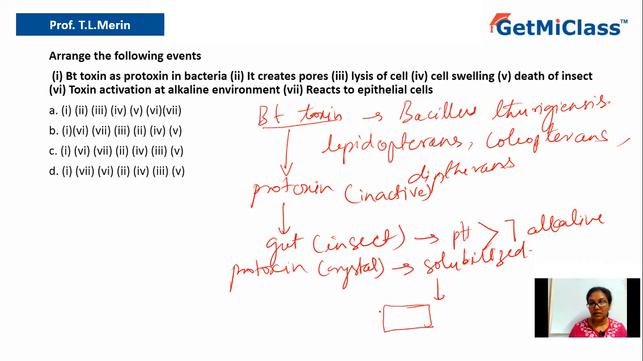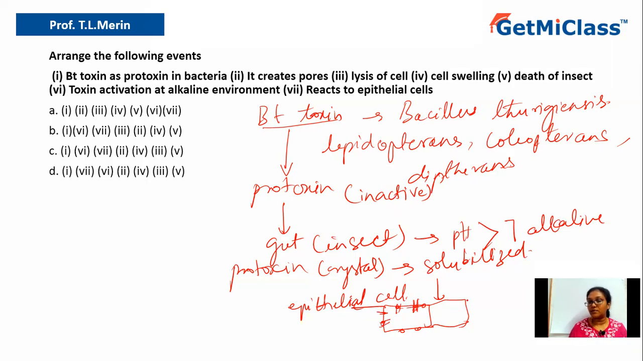Suppose this is an epithelial cell. So the protein will go and bind to the epithelial cells of the gut of insects. Now what is happening? These proteins have the ability to polymerize and form a straw-like structure, which will pierce into the cell and make holes. You will actually study this in higher classes, but just remember that it forms pores within the membrane of the gut cells or epithelial cells.